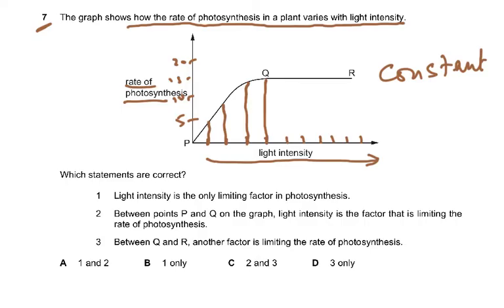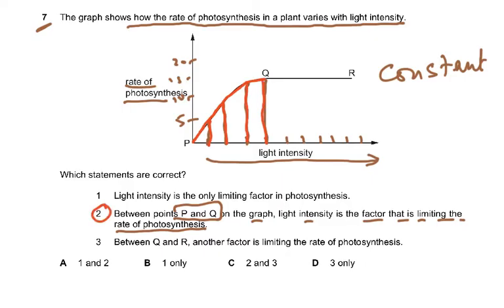Which statements are correct? Light intensity is the only limiting factor in photosynthesis. No, the other factors, temperature, carbon dioxide concentration. Between points P and Q on the graph, light intensity is a factor that is limiting the rate of photosynthesis. Between P and Q, yes, light intensity is the limiting factor, because here light was less, so less rate, then increase, more rate, then more, then more. So it is slowly increasing as the light intensity is increasing.